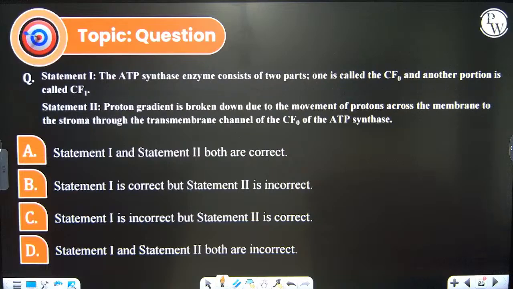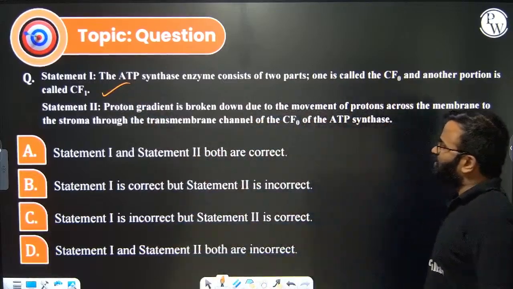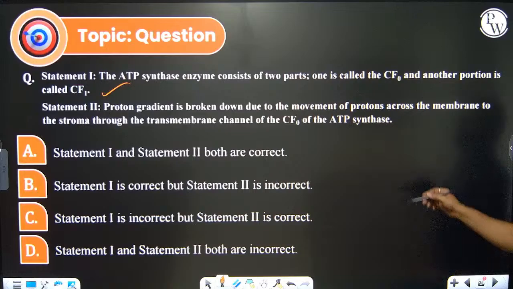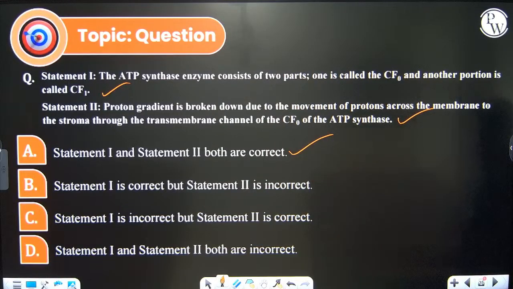The ATP synthase enzyme consists of two parts. One is called CFO and another portion is called CF1, which is true as a statement. Proton gradient is broken down due to the movement of protons across the membrane to the stroma through the transmembrane channel of the CFO of the ATP synthase, which is true. Both the statements are correct.